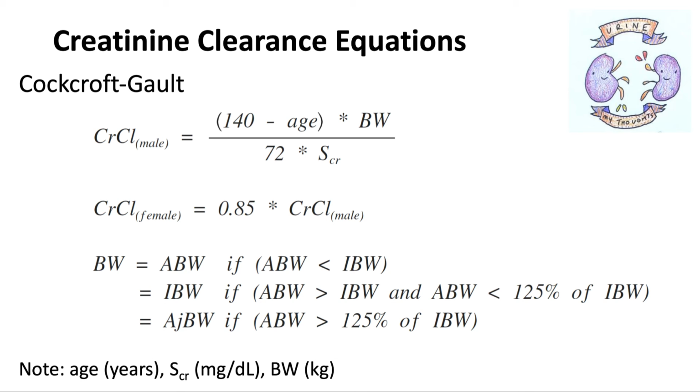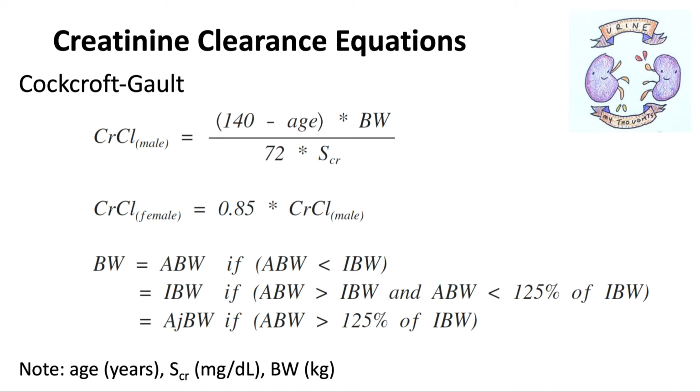The point being is, before you just plug a weight in the Cockcroft-Gault formula, you need to think about the weight. The weight to use would be the actual body weight if their actual body weight is less than ideal, or you use the ideal body weight when their actual body weight is between their ideal and 125% of ideal, or you use the adjusted body weight in the formula if their actual body weight is greater than 125% of their ideal body weight. That summarizes the kind of thought process that you have to use.